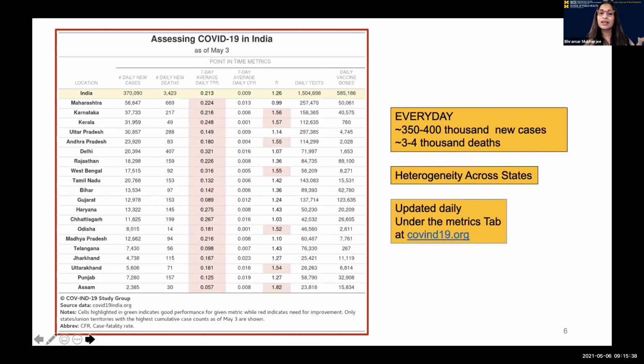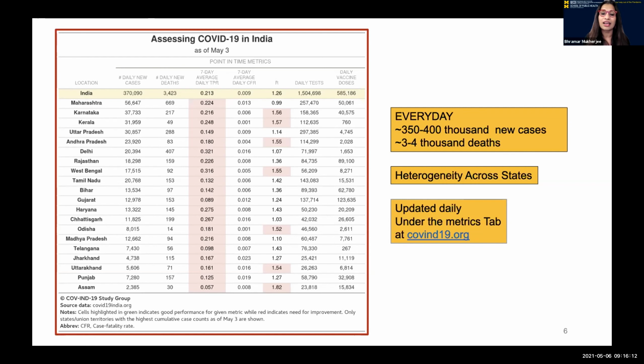So when we talk about India, when I show this curve, it is really not fair, because India is a nation, many nations within a nation, and there's tremendous heterogeneity across the different Indian states and union territories. So where India is now registering about 350 to 400,000 new cases and 3,000 to 4,000 deaths every day, the different states have a lot of variation. So we have to acknowledge that heterogeneity across states when we model this pandemic.